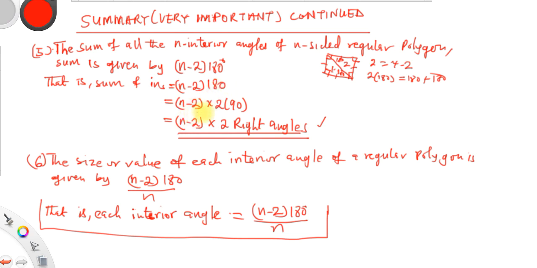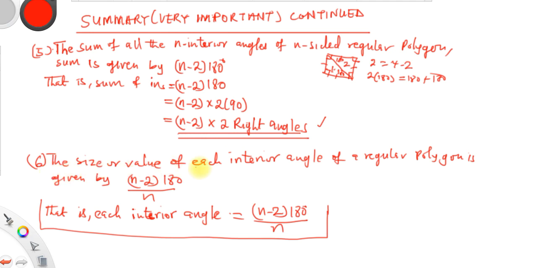180 is the same as 2 times 90, so we can write it as n minus 2 times 2 bracket 90. Now, mind you, 90 is a right angle. So we are saying it is the same as n minus 2 times 2 right angles, guys. Yes, guys, I hope you are enjoying. So this is number 6.